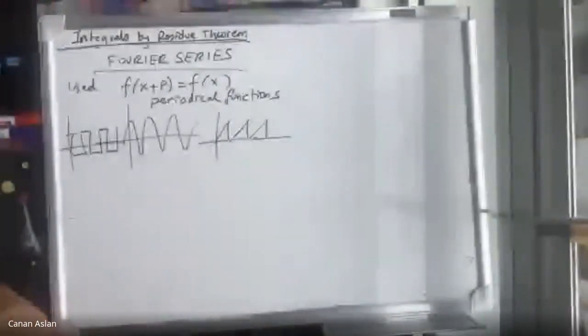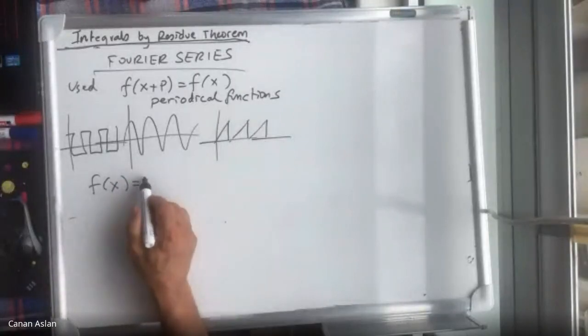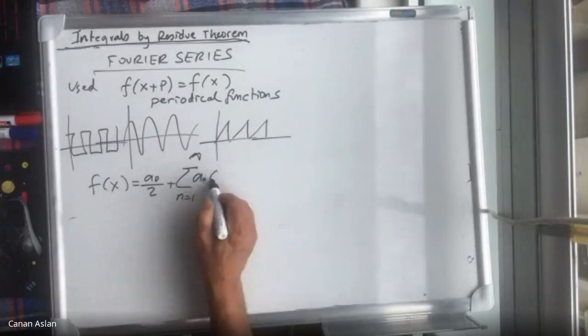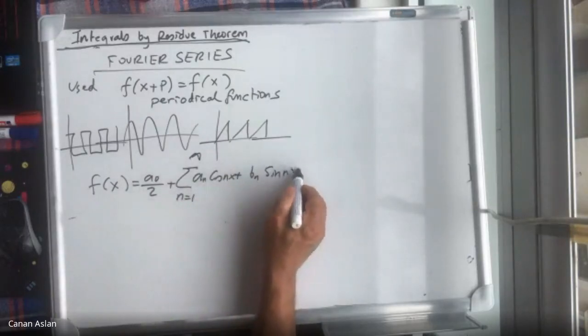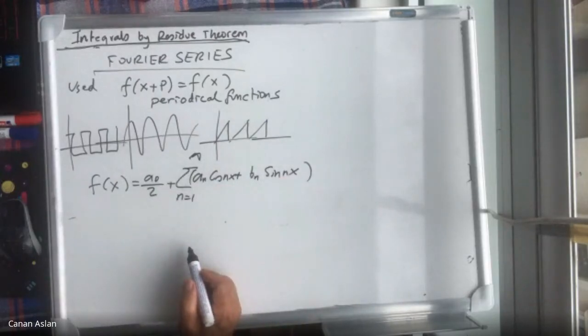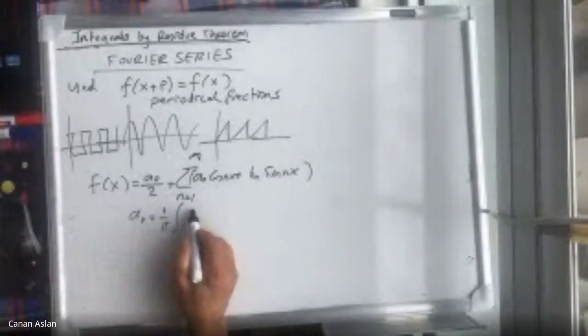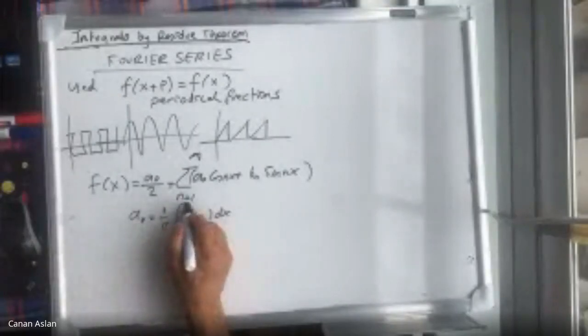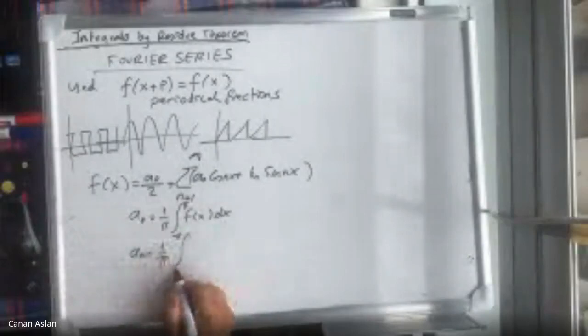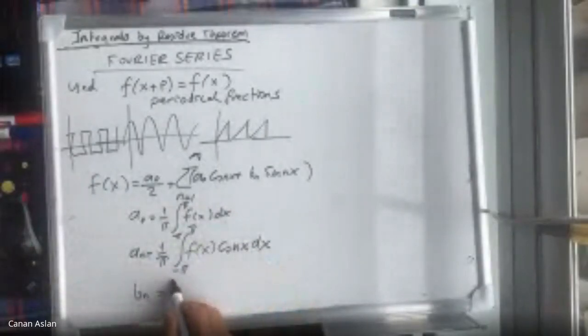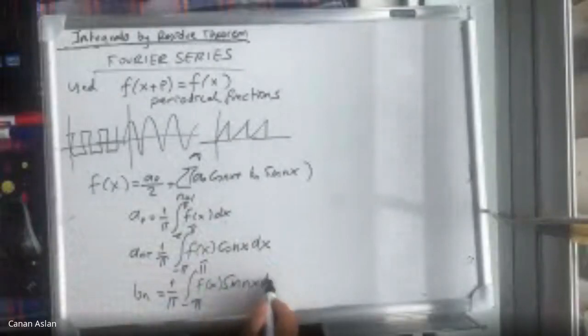What we do is that the function is expanded into the Fourier series like that. f of x, any function, is a0 over 2, which is a constant, plus the sum from n equals 1 to infinity of an times cosine nx plus bn times sine nx. In this case, an and bn are defined as follows: a0 is equal to 1 over pi times the integral of f of x dx from minus pi to pi, and an is 1 over pi times the integral from minus pi to pi of f of x times cosine nx dx, and bn is equal to 1 over pi times the integral from minus pi to pi of f of x times sine nx dx.